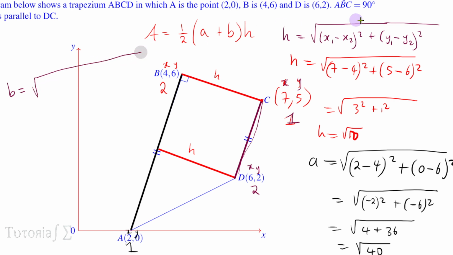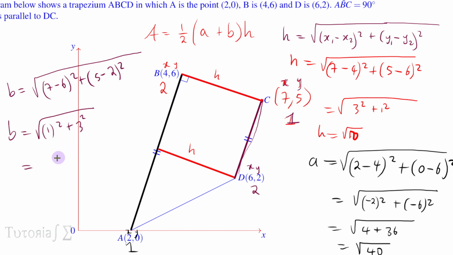So our B will be equal to the same formula here. So it will just be root of x1, which is 7, minus x2, which is 6. We square that, plus y1, which is 5, minus y2, which is 2. We square that, meaning that our B would be equal to root of 7 minus 6, that is 1 squared, plus 5 minus 2, that would be 3 squared. So B would be equal to root of 10. B is root of 10 as well.